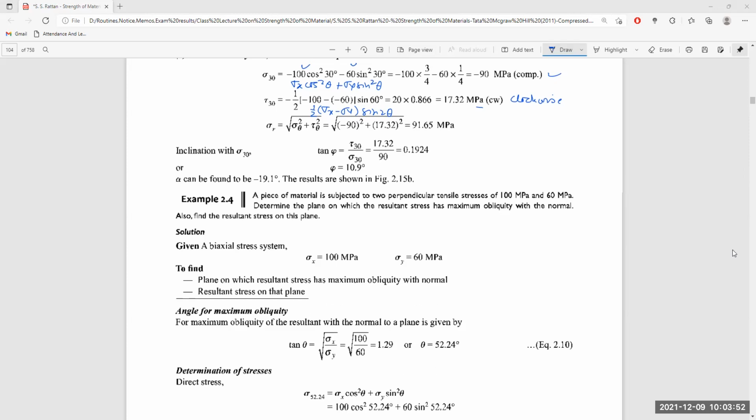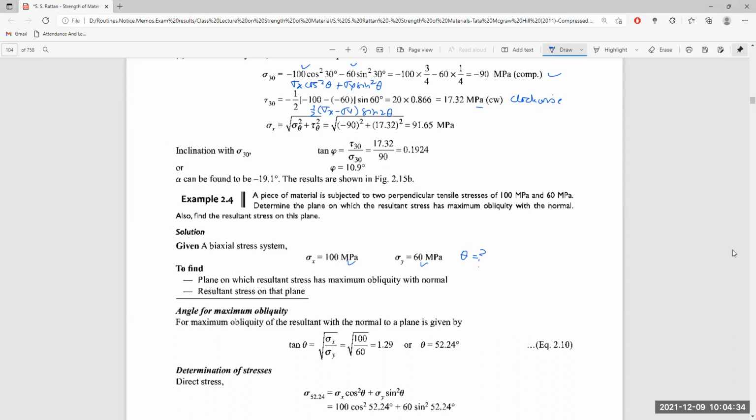For the next problem, a piece of material is subjected to perpendicular tensile stresses, sigma x 100 MPa and sigma y 60 MPa. Determine the plane on which the resultant stress has maximum obliquity with the normal. Also find the resultant stress on this plane. So here sigma x is given and sigma y is also given, but theta is not given. And we are supposed to find the resultant stress which has the maximum obliquity to the normal.